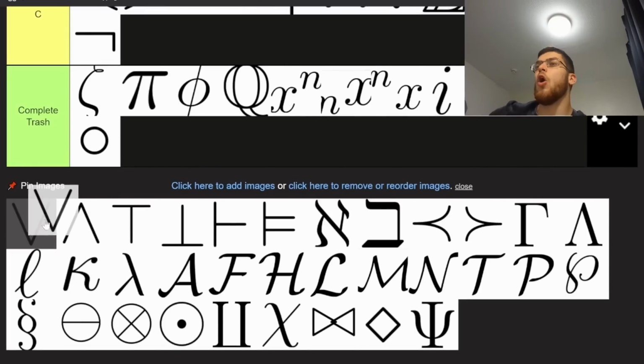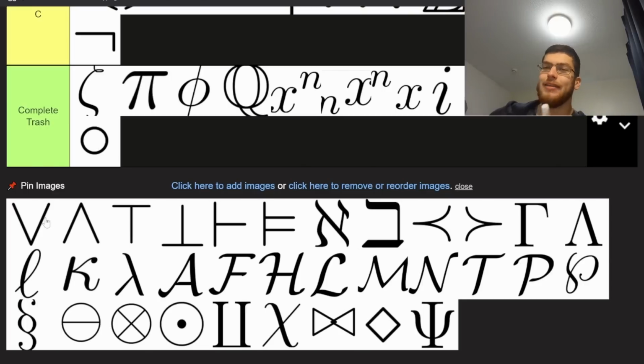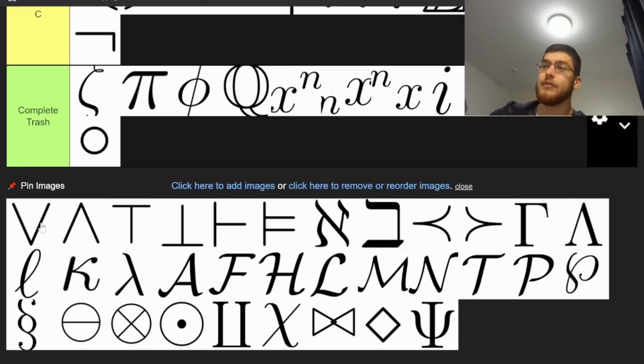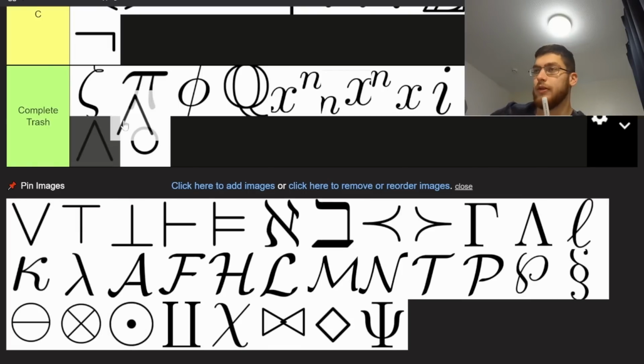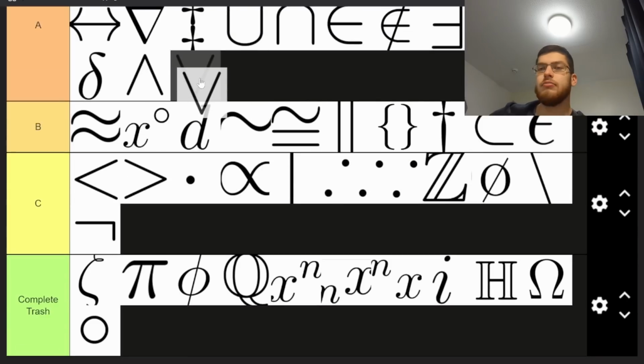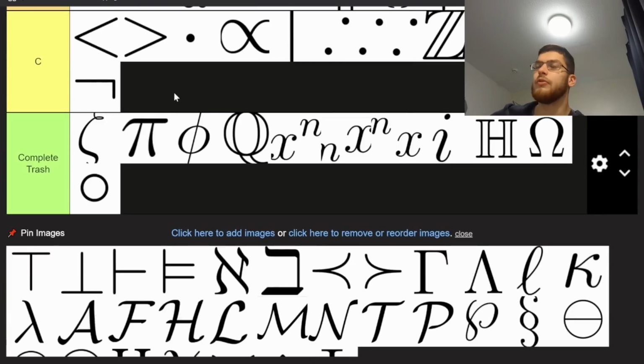This is or and this is and. Now, I don't really get why these get their own symbols. You could just use union or intersect, surely. Let me know in the comments what the difference is between the word and or and these symbols, because as far as I'm aware, there isn't any. They're just the same thing. It makes sense because the and looks like the letter A, but without the line. So that makes a lot of sense to me. It's got to go in A tier. And then this one follows on from the and symbol, doesn't it?